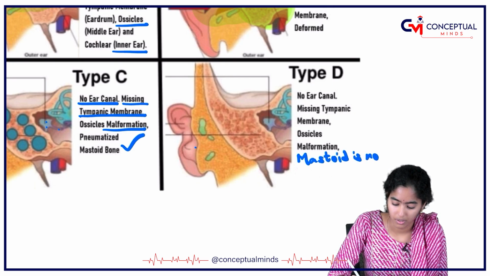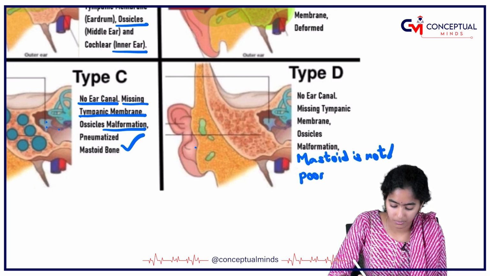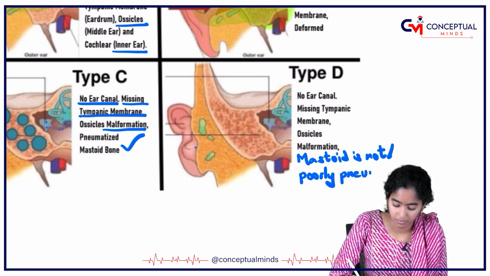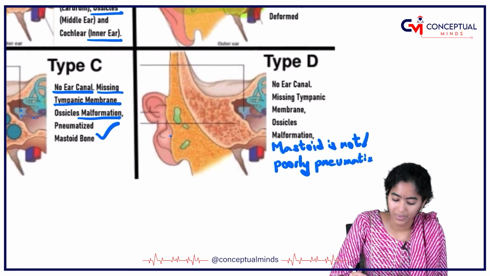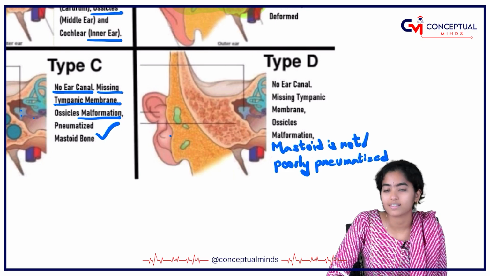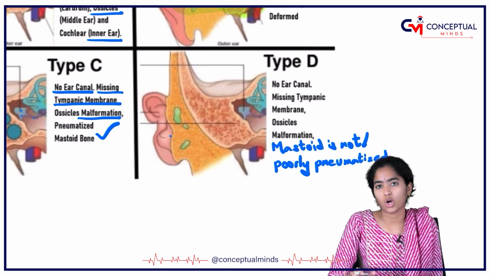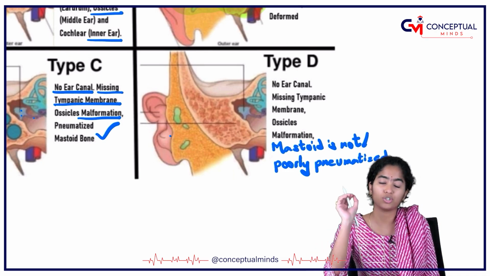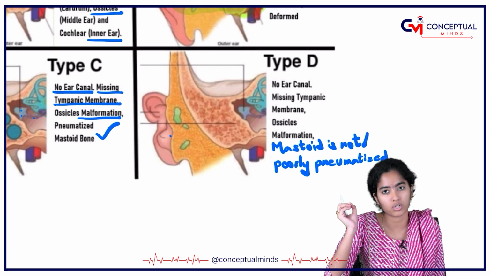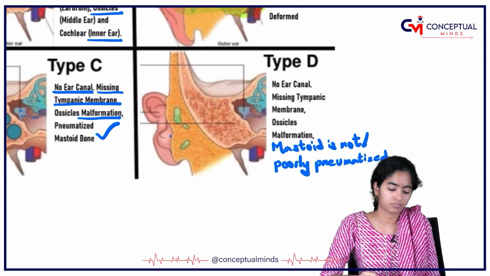Mastoid is not or poorly pneumatized. The only difference between type C and type D is that in type C mastoid is pneumatized, in type D it is not pneumatized. Pneumatization of mastoid is normal, by the way. The formation of air cells inside the mastoid bone is called pneumatization. In type D that also fails to occur.